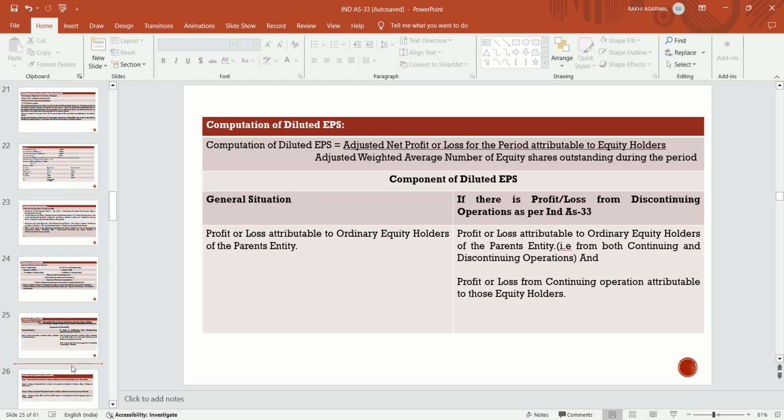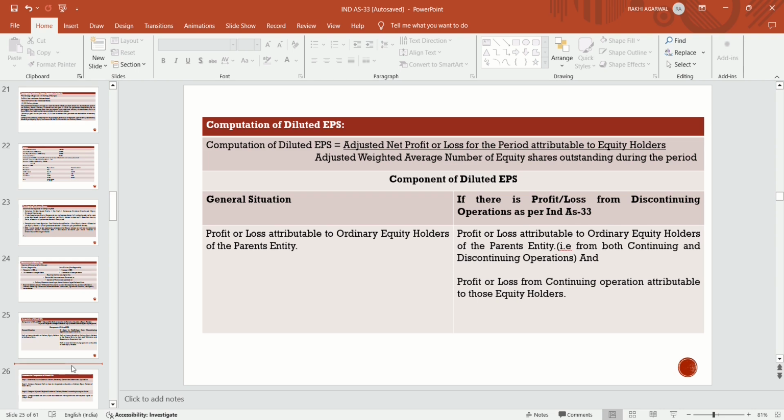Computation of diluted EPS. How will we compute the diluted EPS? Diluted EPS is computed by adjusting the net profit or loss for the period attributable to the equity holders, divided by the adjusted weighted average number of equity shares outstanding during the period. Now, what is adjusted net profit? Adjusted net profit means the net profit after tax plus any adjustment related to the preference dividend, or interest paid to the debenture holder after tax. And adjusted weighted average number of equity shares means the number of shares outstanding, adjusted for the preference shareholders, the convertible debenture holders, and the options which are converted into equity. That way we will calculate the diluted EPS.